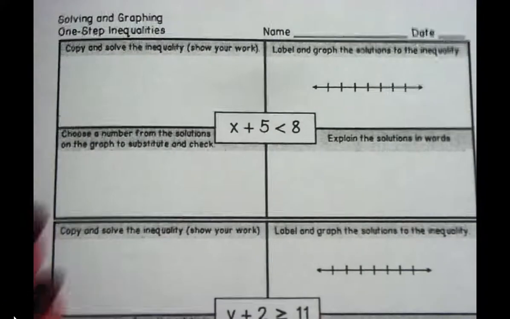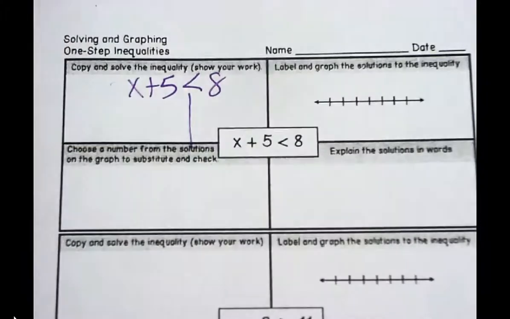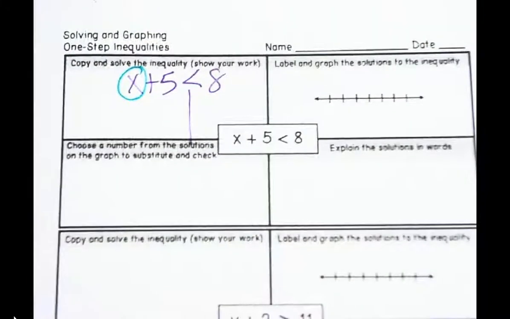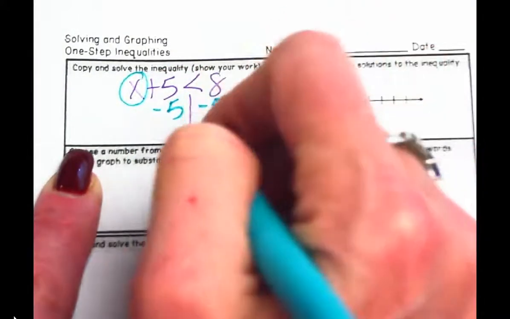Okay, so let's go over this inequality. X plus 5 is less than 8. Solve it just like an equation. We're trying to isolate the variable, which is x. We're going to subtract 5 from both sides, and x is less than 3.